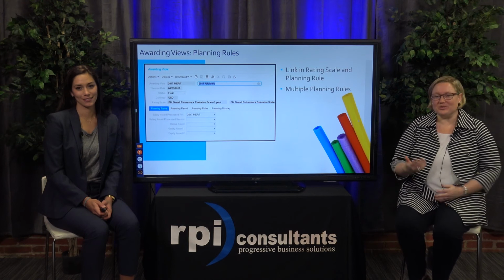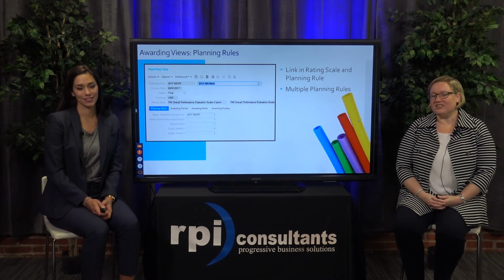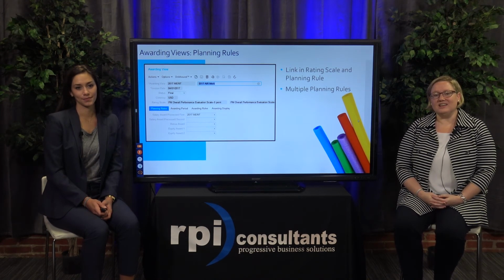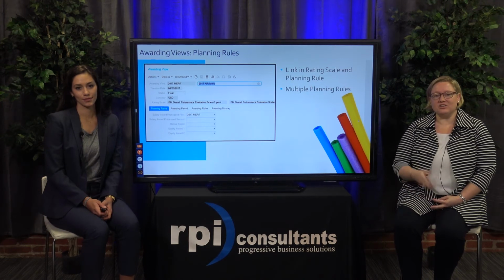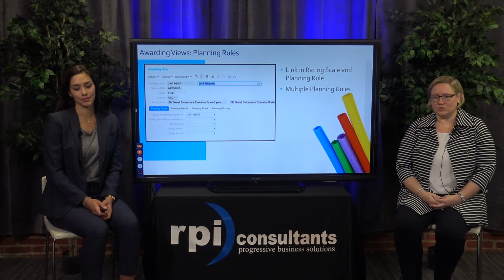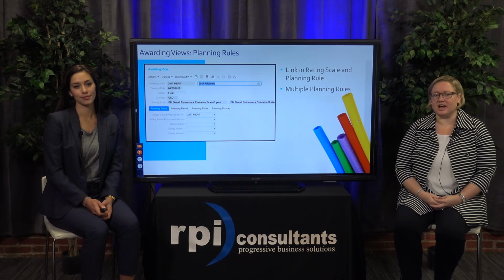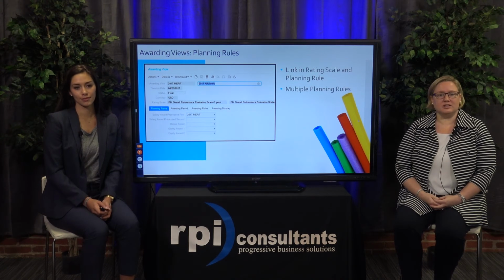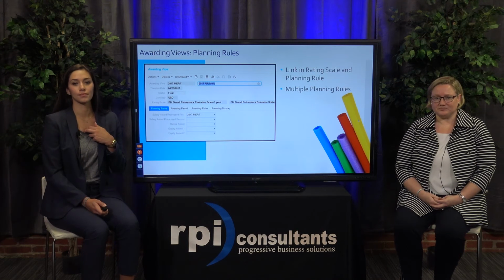So your planning rules is where you're going to link in if there's a rating scale involved. You'll link that in along with the planning rule. And as you can see on the screen, there are multiple planning rules that are allowed. So you can say which one is processed first, which one's processed second, if there's a bonus involved, and any kind of equity awards in the mix as well.